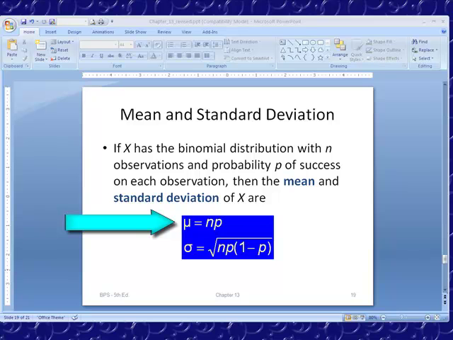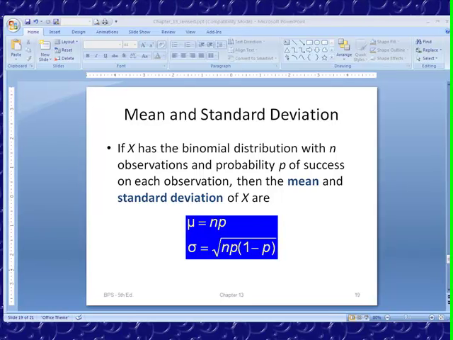Again, you know that the mean is represented by mu and equals n times p, the number of trials times the probability of a success. Sigma, the standard deviation, is equal to the square root of the product of n times p times 1 minus p. And that's how we calculate the mean and standard deviation.